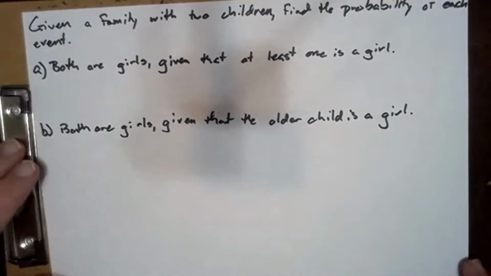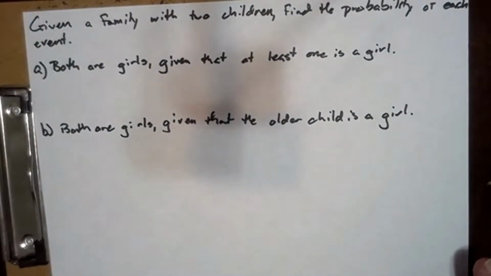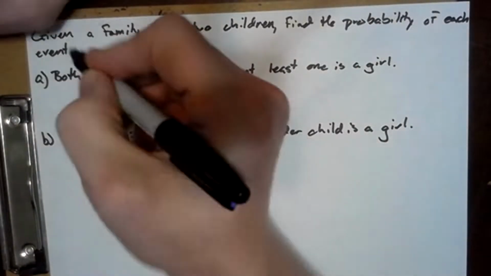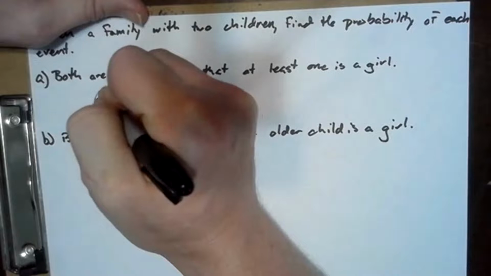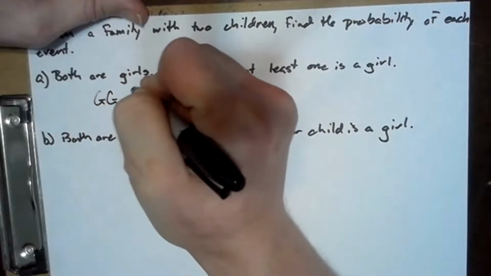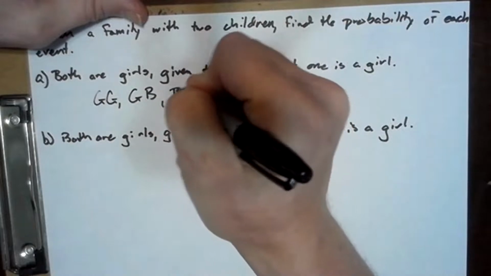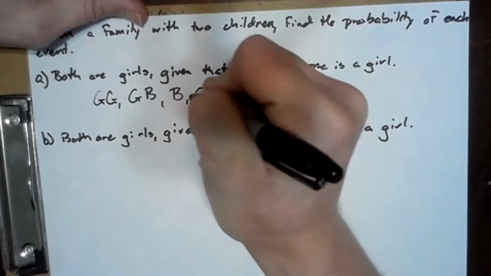Given a family with 2 children, find the probability of each event. Both are girls, given at least one is a girl. Well, if we're given that there is at least one girl, there are 3 possibilities for a family with 2 children to have at least one girl. You can have 2 girls, or a girl born first and a boy born second, or a boy born first and a girl born second.